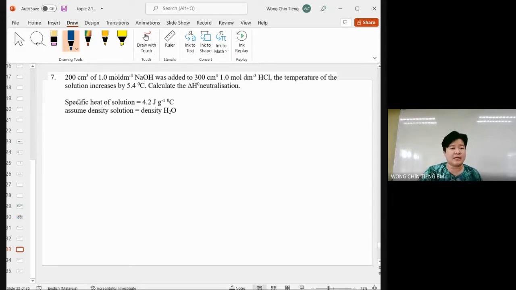So what is happening in the neutralization? Fahamkan soalan dulu. 200 cm³ of 1 molar NaOH was added. So saya ada simple calorimeter. Okay, saya ada simple calorimeter. Dalam ni, kita masukkan yang pertama, 200 cm³.